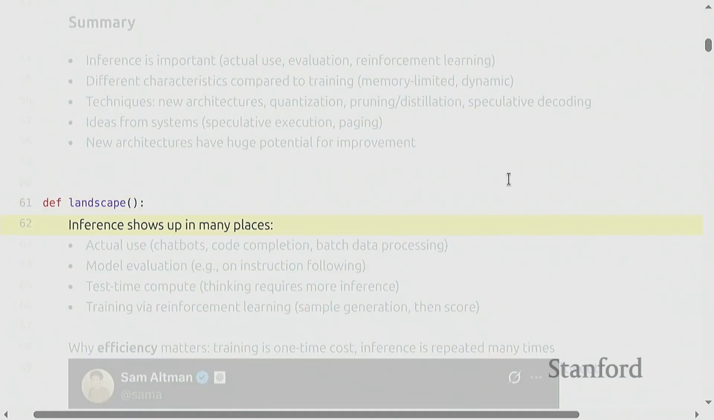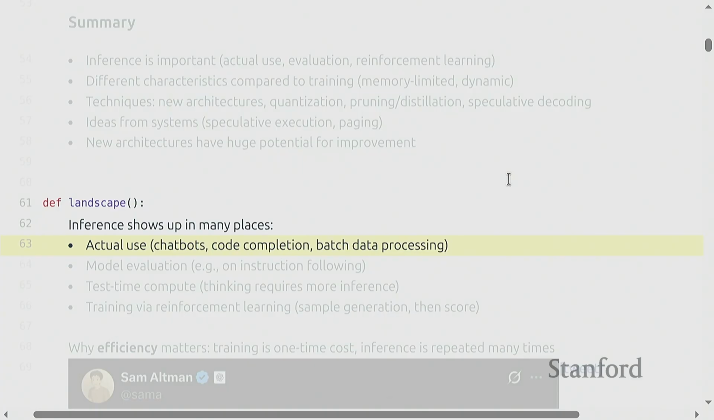So inference shows up in multiple different places. The most obvious place is if you actually want to use a model. You want to use it to chat. You're using Cursor or something to do code completion. If you're running a batch data processing job using your language model, all of these cases demand inference because you need to generate tokens from your actual model.